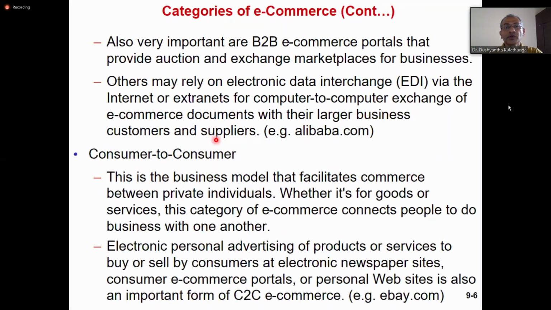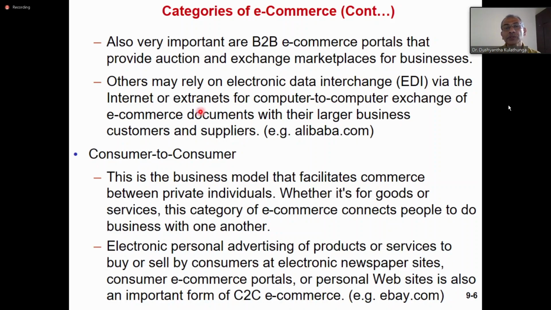Now, one other thing I forgot to mention was the electronic data interchange. This is not a new technology. It has been used by business organizations even in the 1960s. Therefore, there is no connection between electronic data interchange and the internet. Well before the internet came, this technology was used to connect business organizations and share standard documents between them.